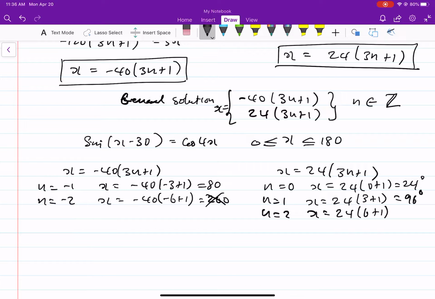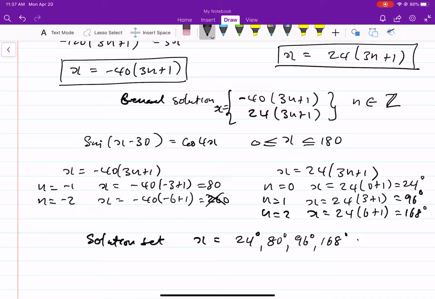Hope I didn't go outside the range here. 7 by 24 is 168. Barely made it. And I'm sure if I try n equal 3, 3 is 9 and 1 is 10, that would be 240. Too big. So my solution set within the given domain would be x is equal to, starting from the smallest, 24 degrees, 80 degrees, 96 degrees, and 168 degrees.